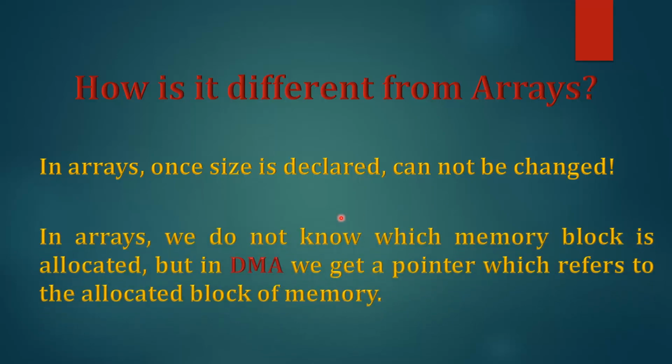The second difference is in arrays, we do not know which memory block is allocated. But in dynamic memory allocation, we get a pointer which refers to the allocated block of memory. I hope you have understood this point. Whenever we declare an array and define it, some random memory block is assigned to it, but we do not know the address of it. But in case of dynamic memory allocation, it returns us the pointer which points to that allocated block of memory. So we are very much sure and we can use the pointer to perform various operations on that particular block of memory which are allocated. So we have more control over the memory management.